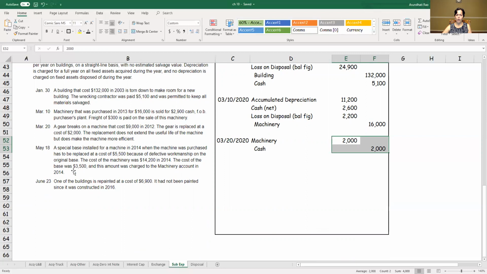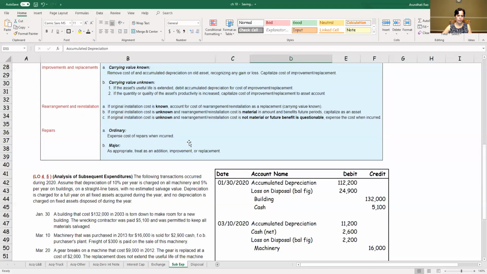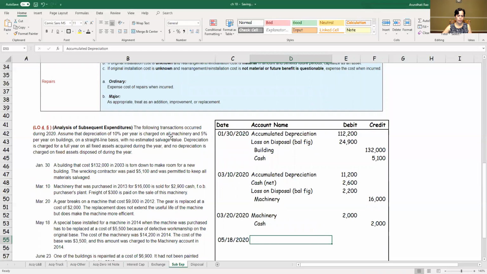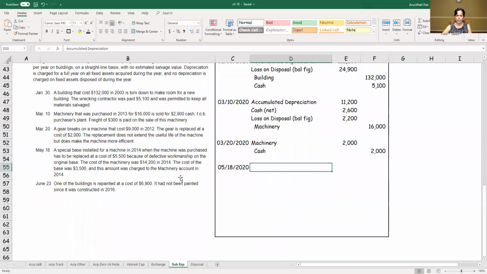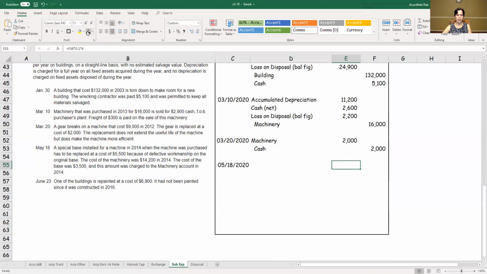But I've not kept that separately, as in the accumulated depreciation has not been kept separately. So how would I deal with this? In this case, the $3,500 is a 10% charge on machines. So $3,500 from 2014 through 2019, I have 6 years.